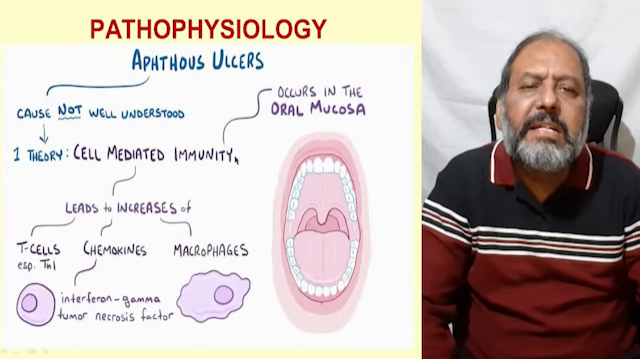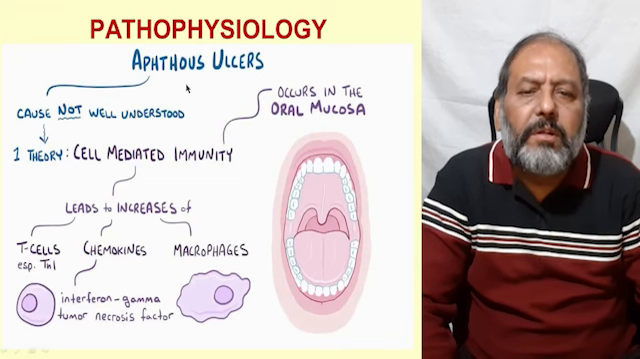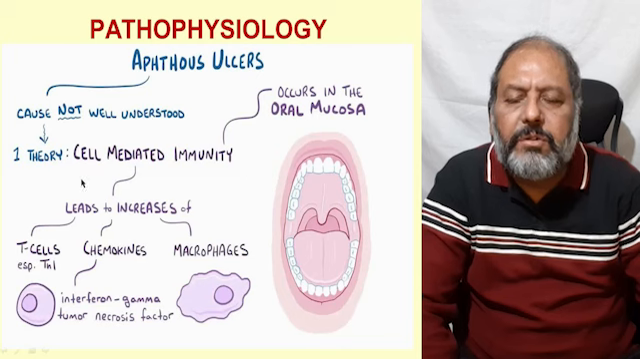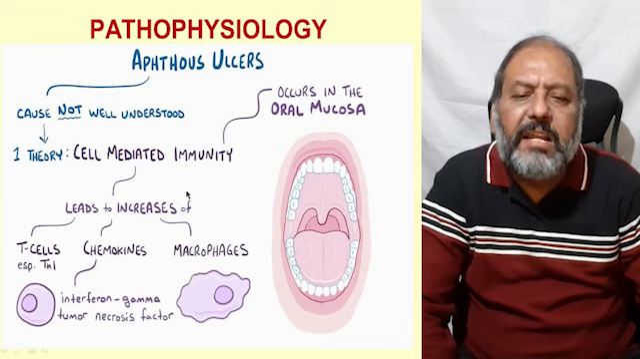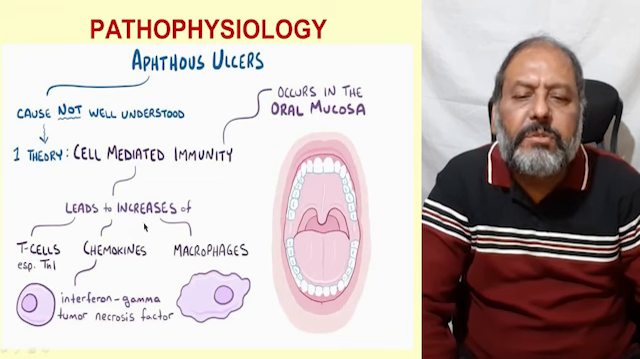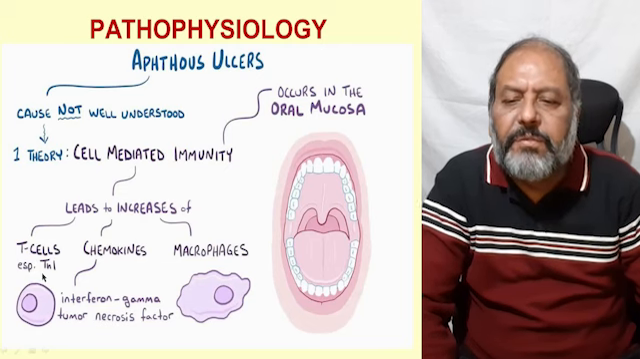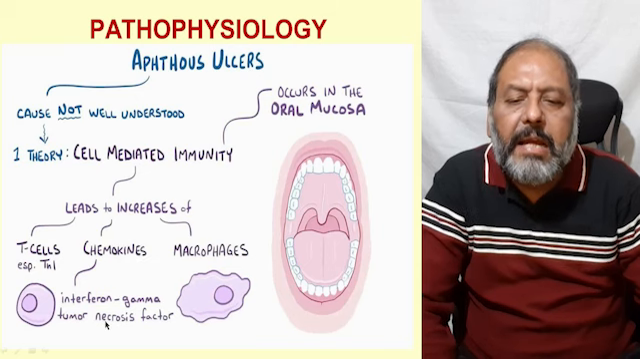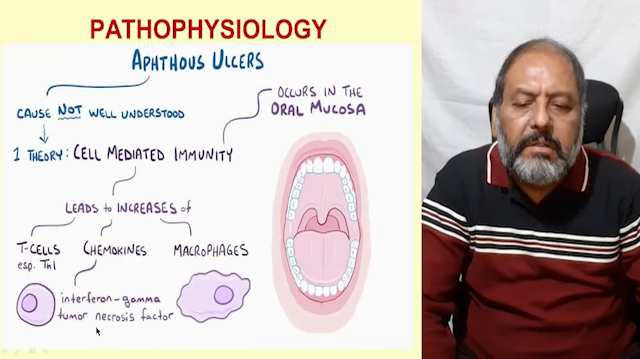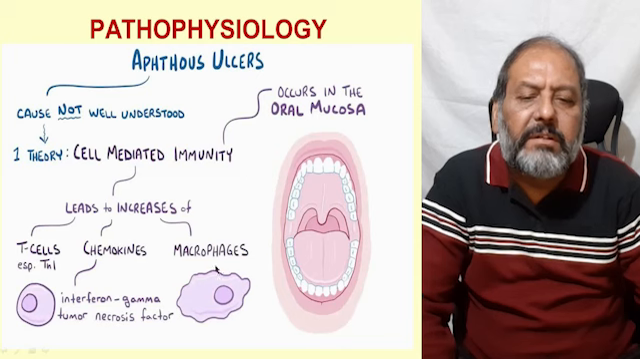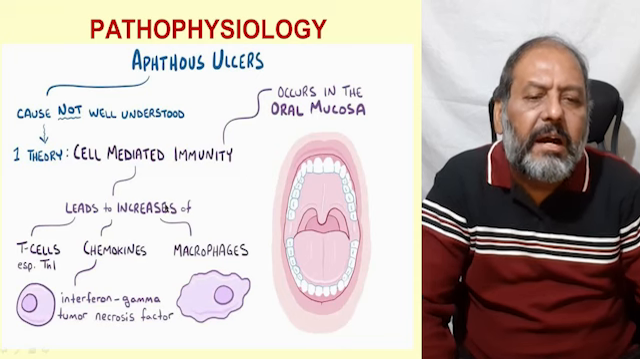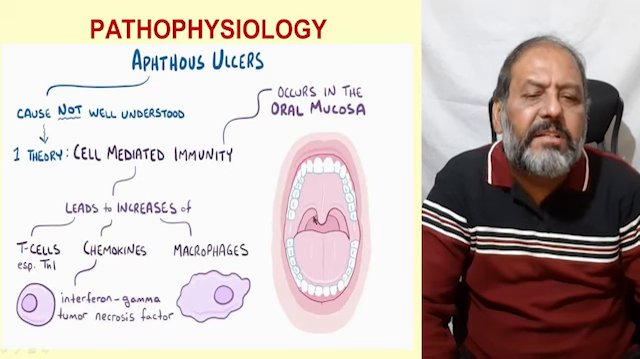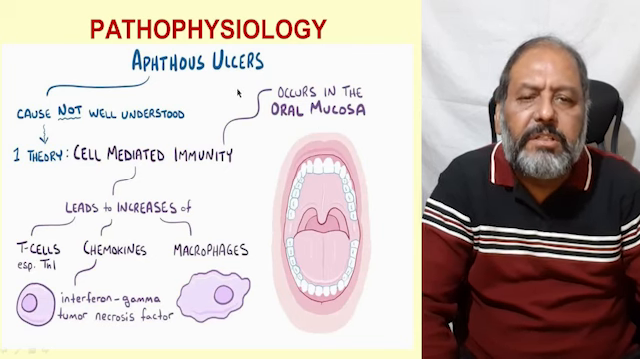So here one can see the pathophysiology of the aphthous ulcers. Its cause is not well understood. The theory is that cell-mediated immunity leads to an increase of T cells, especially Th1, and chemokines, interferon gamma, tumor necrosis factor, and macrophages. All these lead to the ulcer formation. It occurs in the oral mucosa, so these are aphthous ulcers.